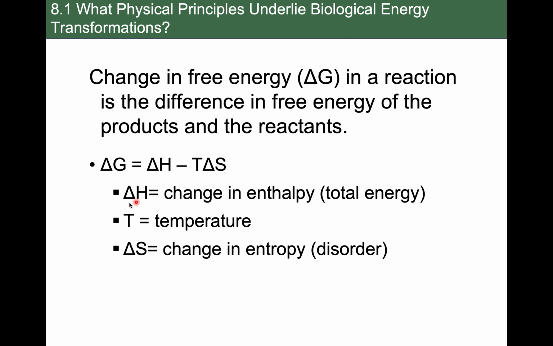It's the delta H, change in enthalpy, which is basically the total energy in the cell, minus T, temperature, times delta S, which is the change in entropy, that disorder that I mentioned before. And you can probably imagine, temperature is pretty easy to calculate. Total energy might be more difficult to calculate. Change in entropy might be more difficult to calculate, but it can be done. And if you're a science major, if you end up taking cell biology or biochemistry down the road, you will probably end up doing some delta G calculations eventually.